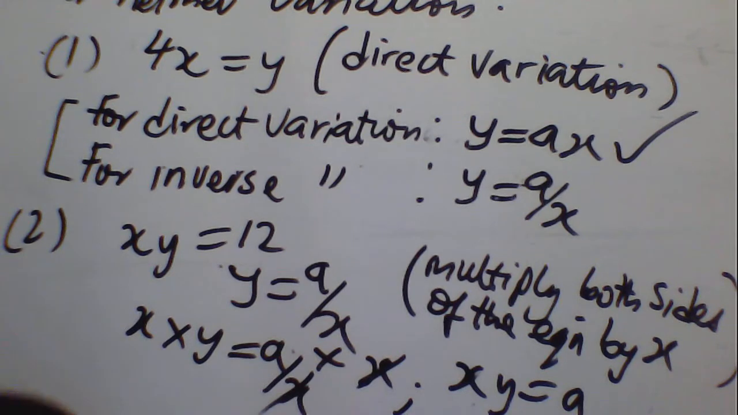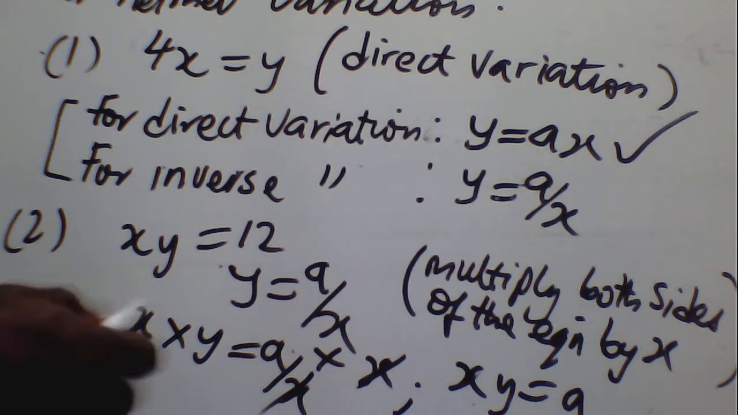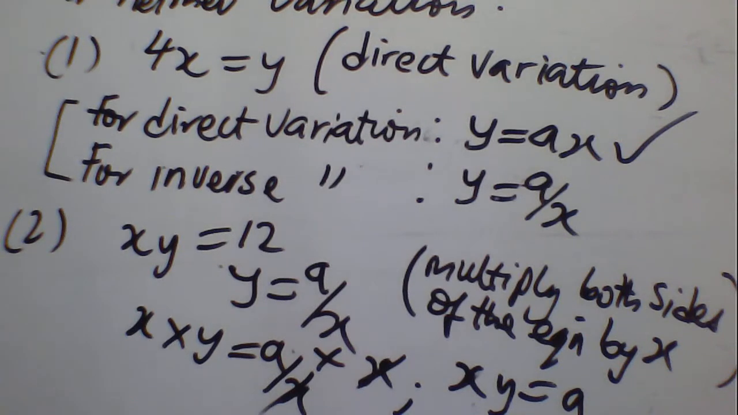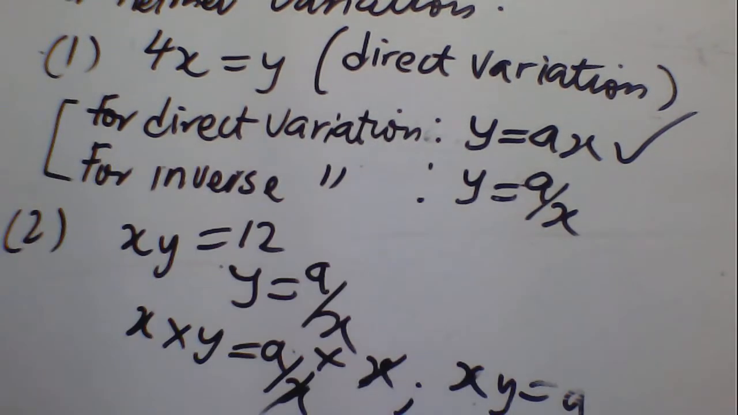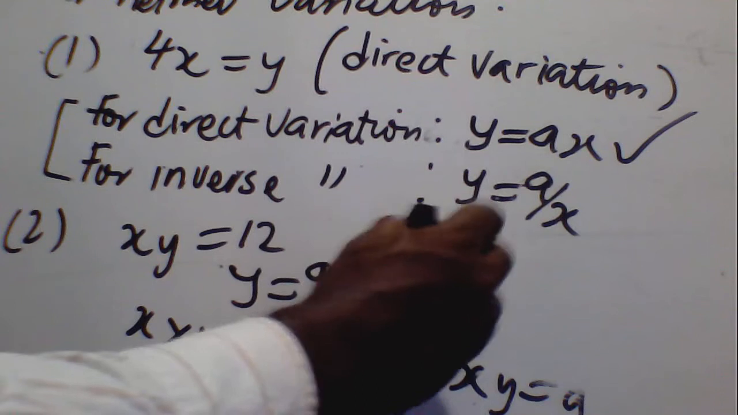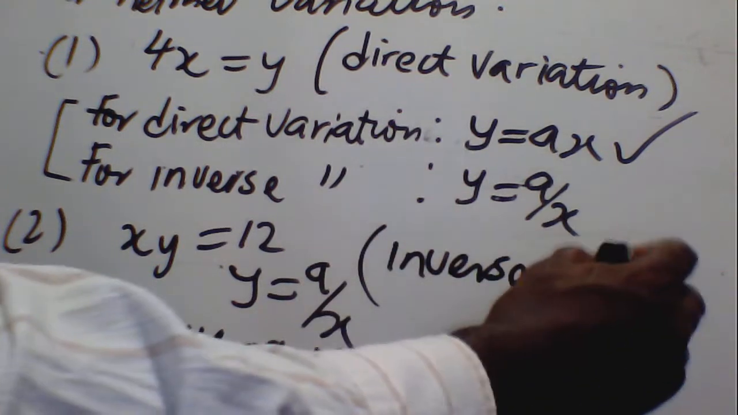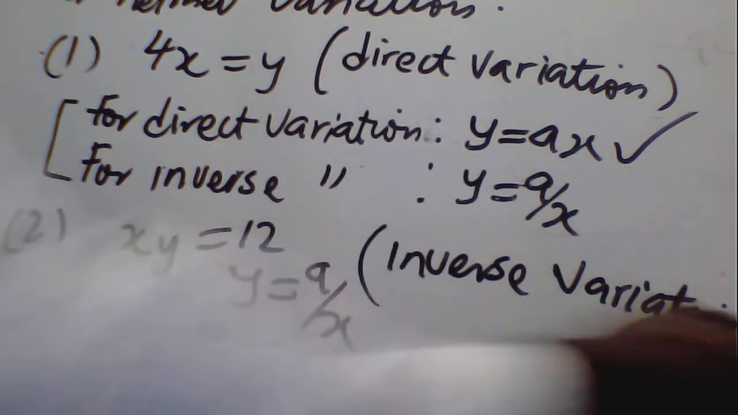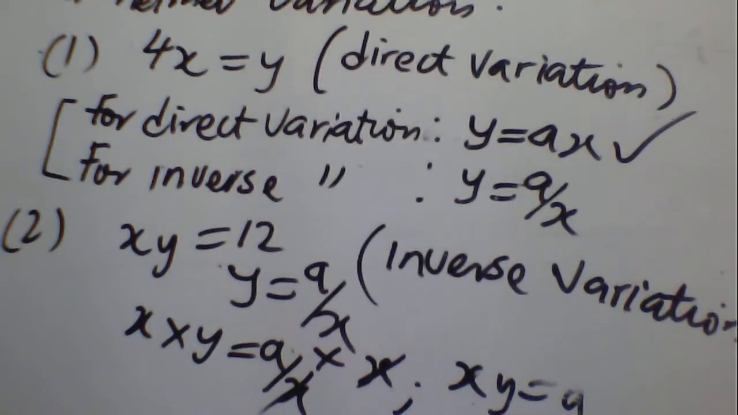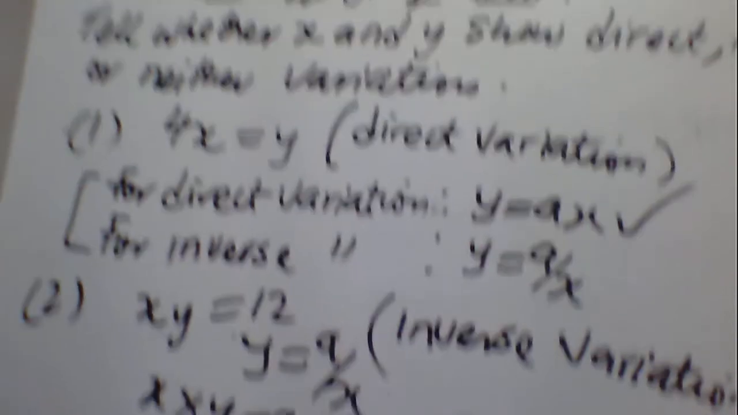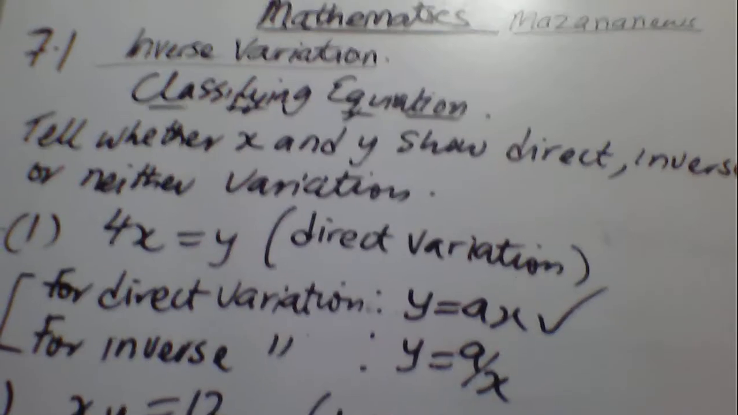So you have seen that is what? An inverse variation. So in this case, you can conclude that the given equation is what? Inverse variation. So this is a type of inverse variation. So let's continue. Have any question? So look at this type of another equation.